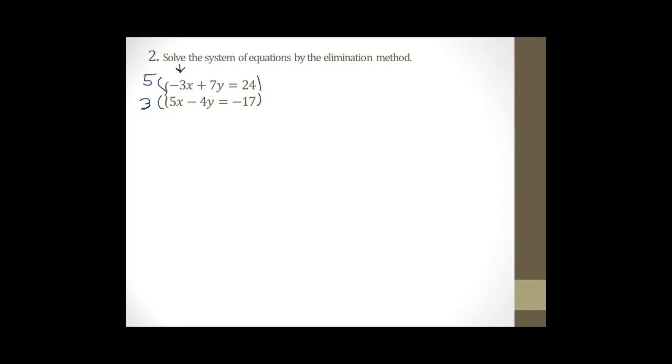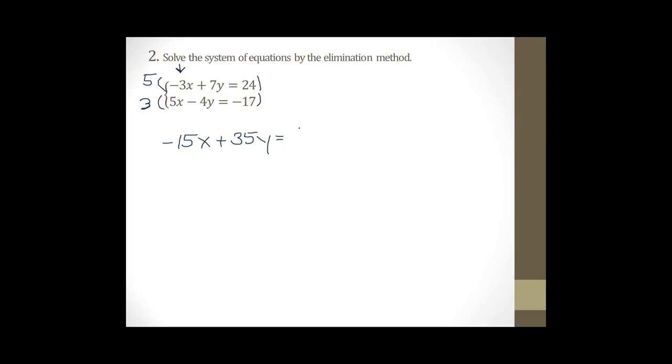So let's start now to distribute the 5 to everything inside my parentheses. I'm just rewriting the first equation. 5 times -3x is -15x. And then 5 times +7y is +35y, and 5 times 24, I'm going to ask my audience here to help me a little bit. Can you do the multiplication for me real quick?